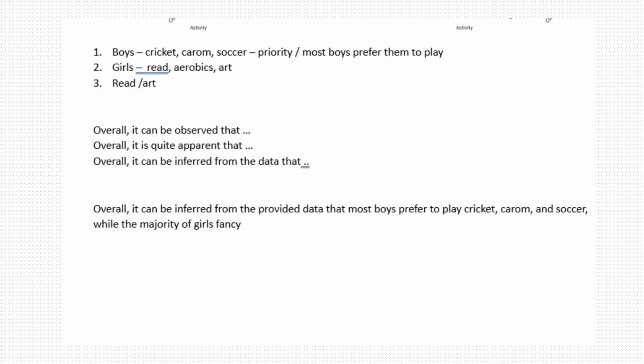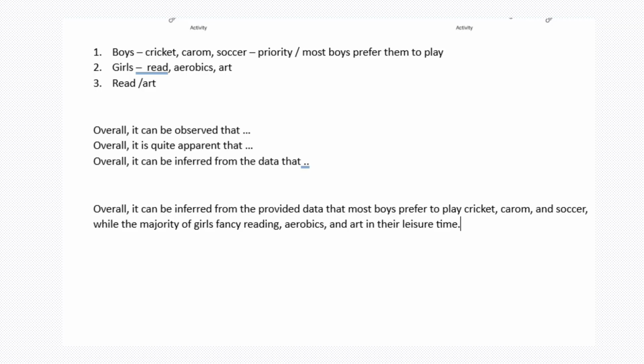What do they fancy? Fancy reading, art, aerobics. The next one is aerobics and art in their leisure time. Make sure that you write the correct spelling, right? Otherwise it is taken as a mistake. It is considered a mistake if there is a spelling mistake, and you lose points for that. So you should be writing: the majority of the girls fancy reading, aerobics and art in their leisure time.